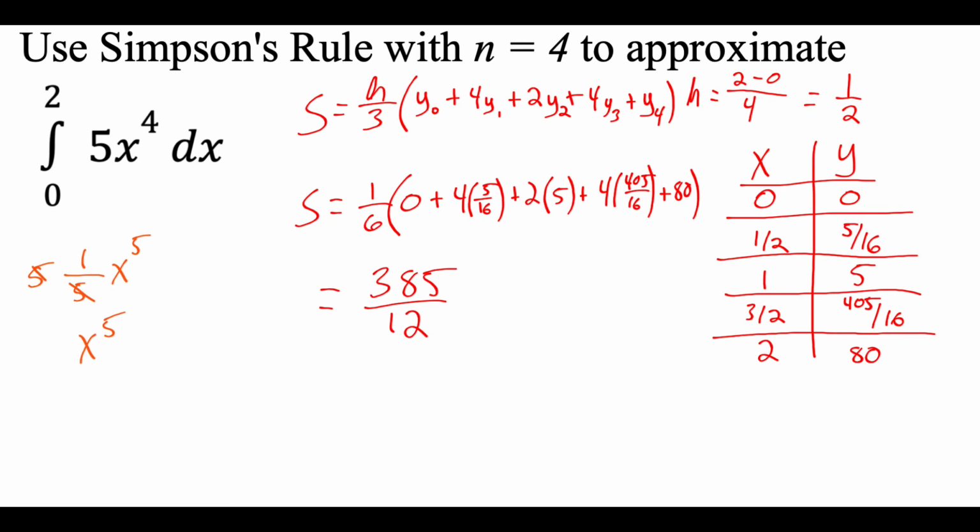Now evaluating this integral, I'm going to plug in the 2. 2 to the 5th power is 32, and then I'm going to plug in the 0. 0 to the 5th power is 0, and I subtract those, so I get an answer of just 32. Now the difference between these is actually just 1/12. So by using only 4 subintervals, our percentage error is less than 0.3%. And naturally, if we used a bigger n value or more subintervals, we would get a more accurate answer.